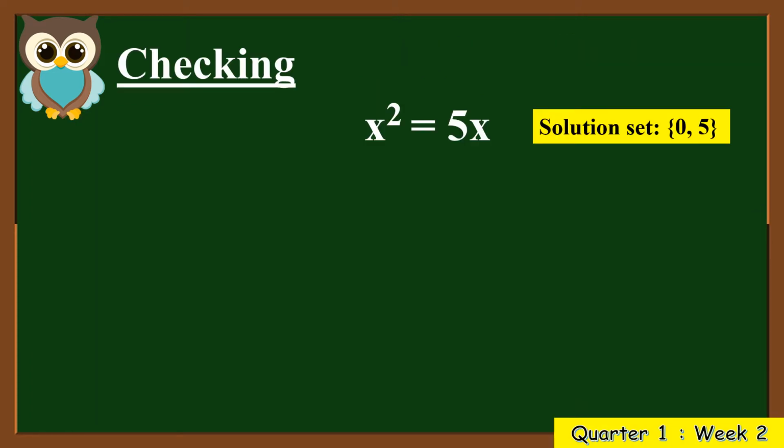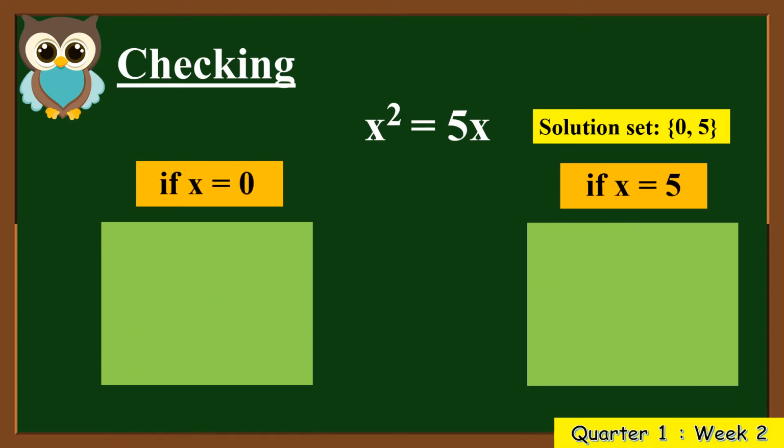For the last step, we will do the checking. So we have here the value of x is 0 and the value of x is equal to 5. Let us first use the value of x which is 0. So we have to rewrite our given equation. We do the checking to know if both sides of our equation are equal. If both sides of our equation are equal, then we got the correct solution for the given quadratic equation.